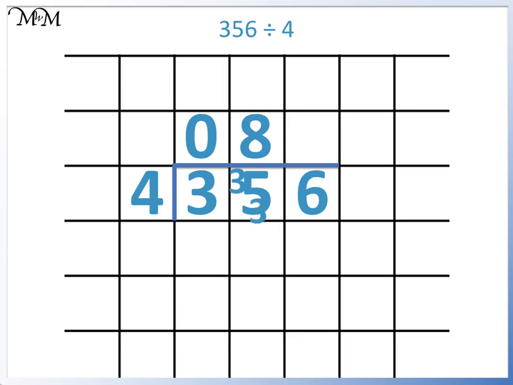We have 3 left over, because 35 take away 32 equals 3. We write this 3 next to the 6. Finally, we have 36 divided by 4. 4 times 9 equals 36. So 4 divided into 36 equals 9. 356 divided by 4 equals 89.